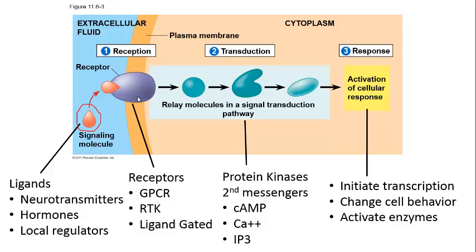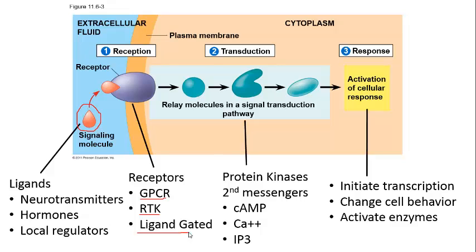We talked about three general classes of receptors. We talked about GPCRs, that's a G protein coupled receptor. We talked about RTKs, that's a receptor tyrosine kinase. And we talked about ligand-gated ion channels. These are receptors that specifically neurotransmitters bind to, and when the neurotransmitter binds to it, it opens the gate and allows ions to either enter or leave a cell.